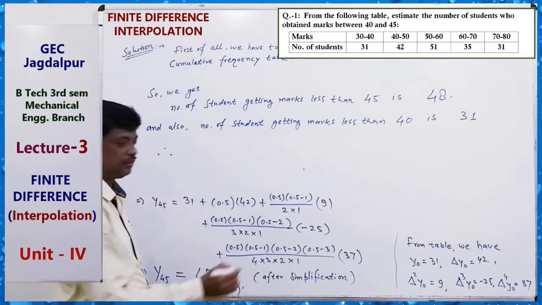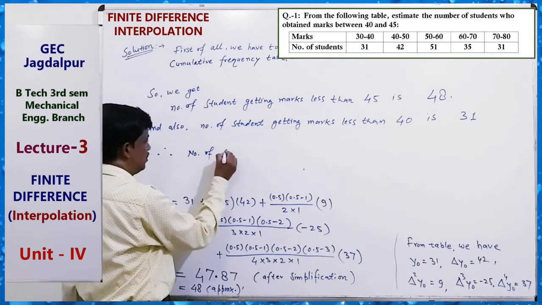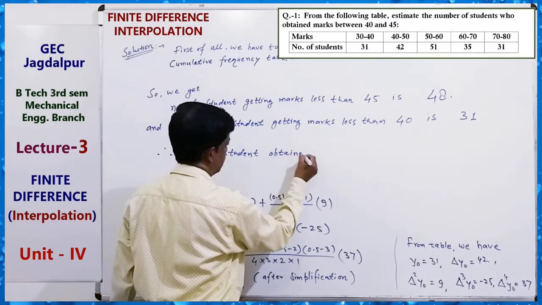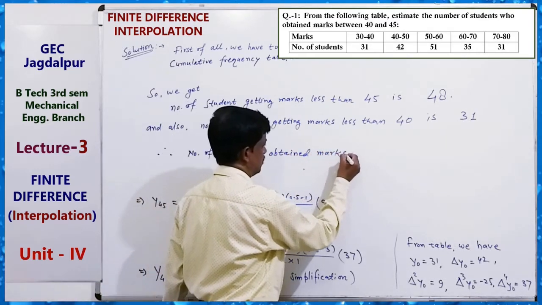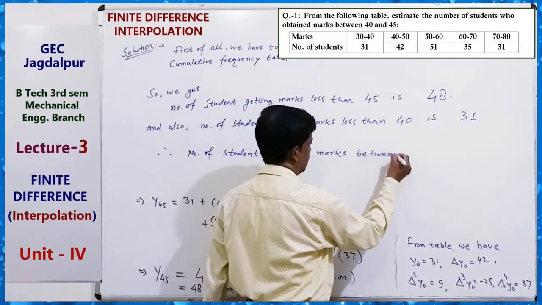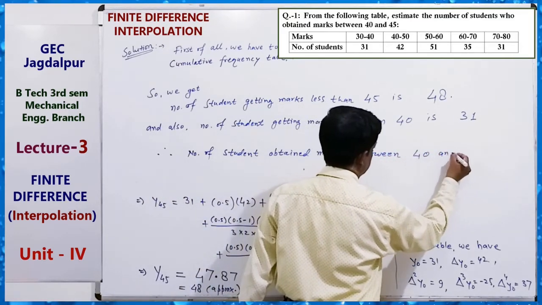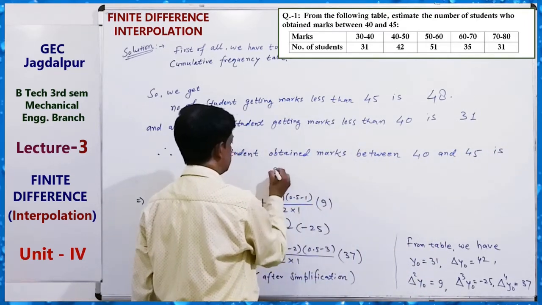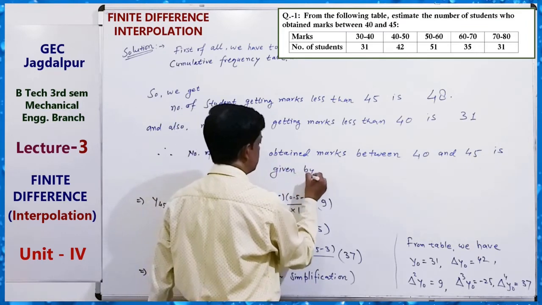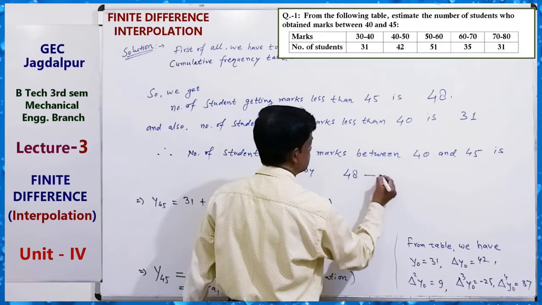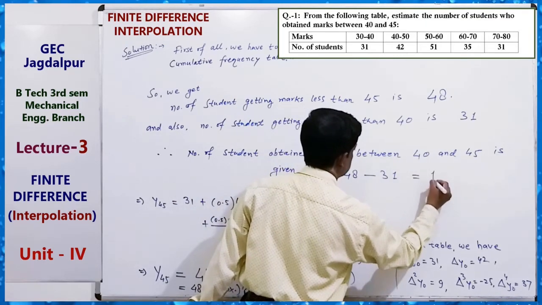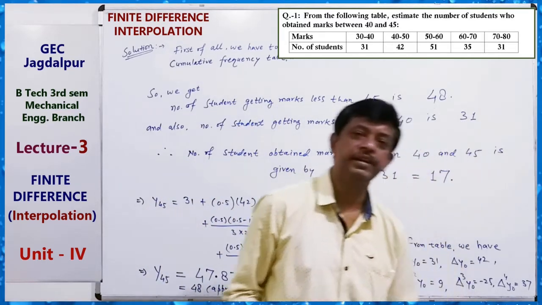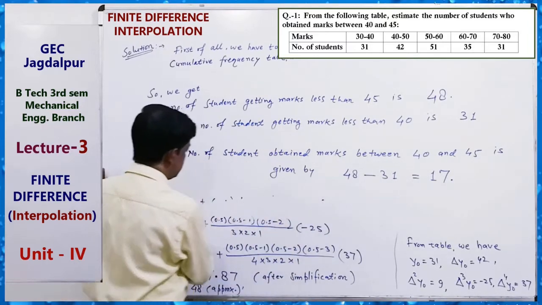Therefore, number of students obtained marks between 40 and 45 is given by 48 minus 31 equals to 17. Clear? 48 minus 31 is 17. This is the answer. So here the main thing is what?